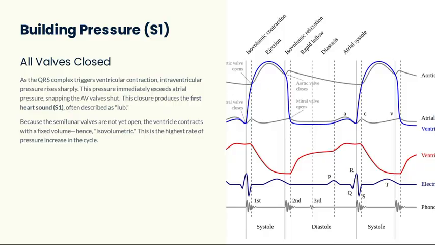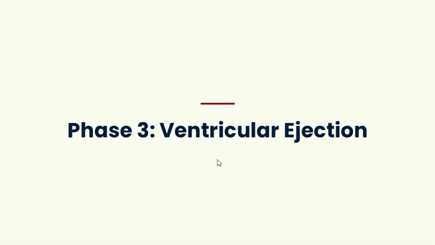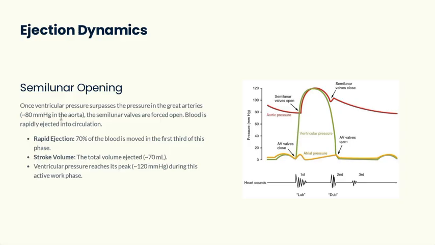Okay, so it's fine. Next we're going to talk about the ventricular ejection. It first opens with a similar opening. Once the ventricular pressure surpasses the pressure in the great arteries, about 80 millimeters Hg in the aorta, the semilunar valves are forced open and the blood is rapidly ejected into circulation. This rapid ejection is about 70% of the blood and is moved in the first third of this phase. Then we have the stroke volume, which is the total volume ejected, around 70 milliliters.